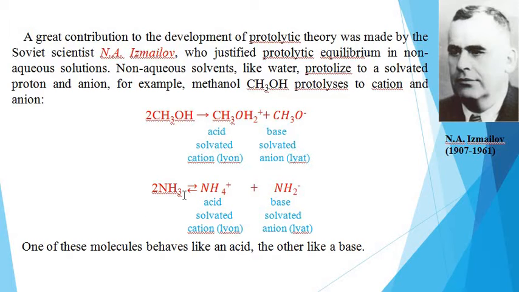In another reaction, in the protolytic reaction of ammonia, two ammonia molecules protolyze into the solvated cation lyonium, NH4 positive, the conjugated acid, and another ion, the solvated anion lyate, which is the conjugated base. One of these molecules behaves like an acid, another like a base.